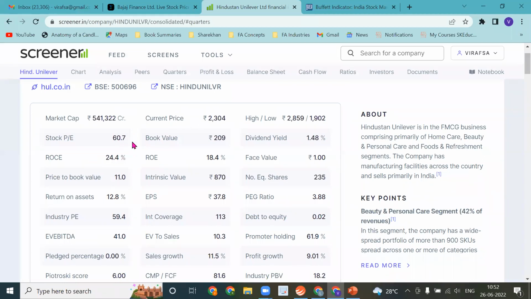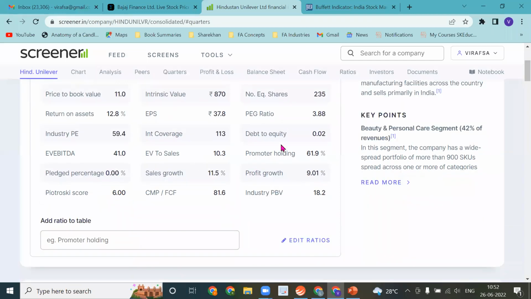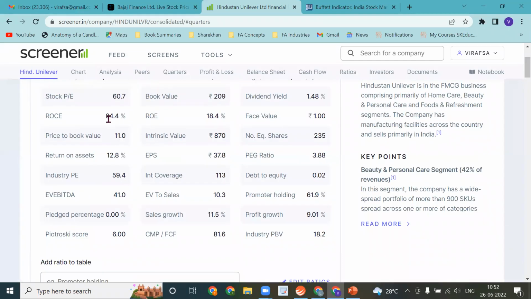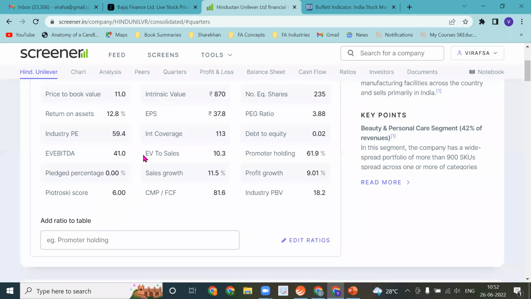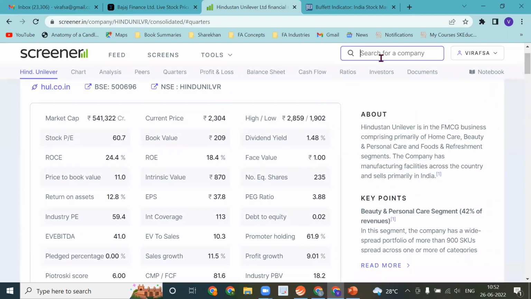Still, the ROCE is good. Okay. When there are debts, you should look at the ROCE levels. If the company does not have much of a debt, you can see ROE and ROCE will be very similar. So that was Hindustan Unilever. Let us see Asian Paints.